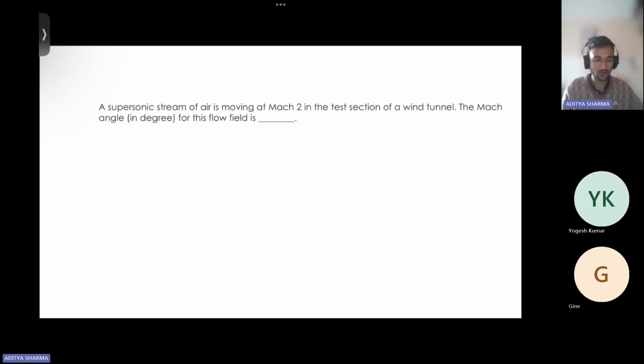So we have another question. A supersonic stream of air is moving at a Mach of 2 in the test section of a wind tunnel. The Mach angle for this flow is? So please work this question out. It's a very straightforward question.